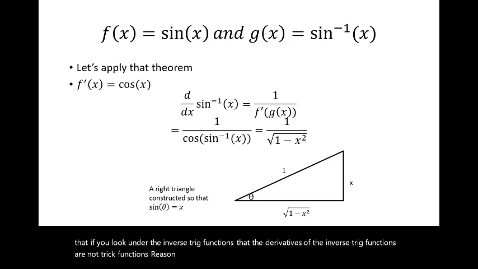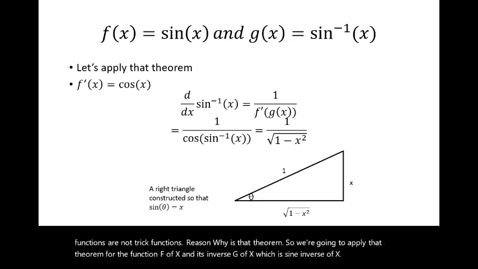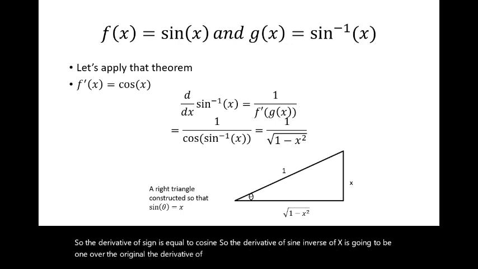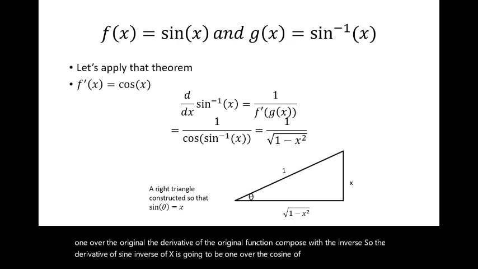So we're going to apply that theorem for the function f of x and its inverse g of x, which is sine inverse of x. So the derivative of sine is equal to cosine. So the derivative of sine inverse of x is going to be 1 over the derivative of the original function composed with the inverse. So the derivative of sine inverse of x is going to be 1 over the cosine of the sine inverse of x.